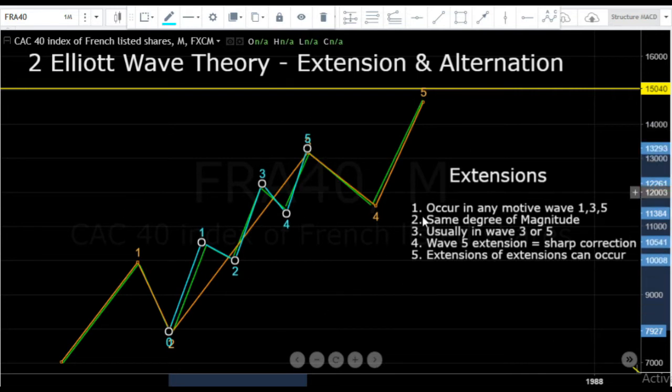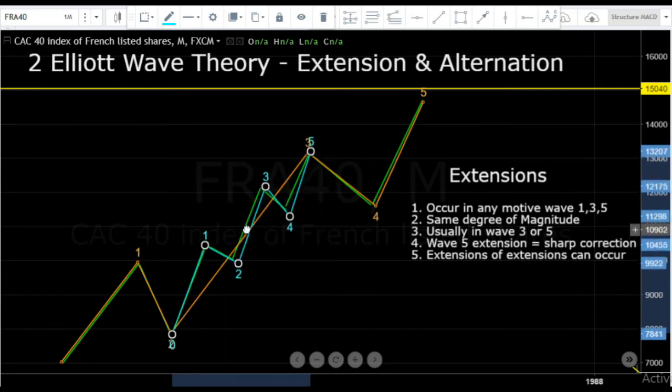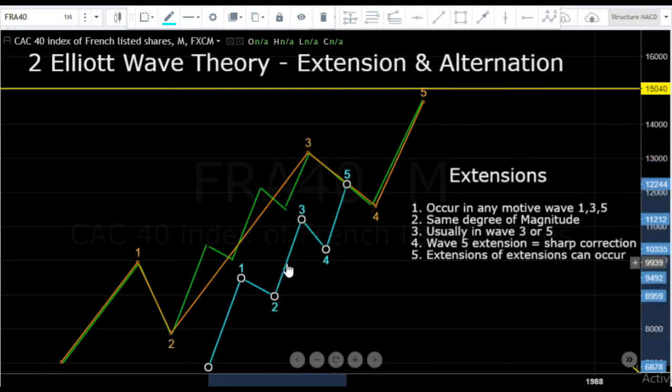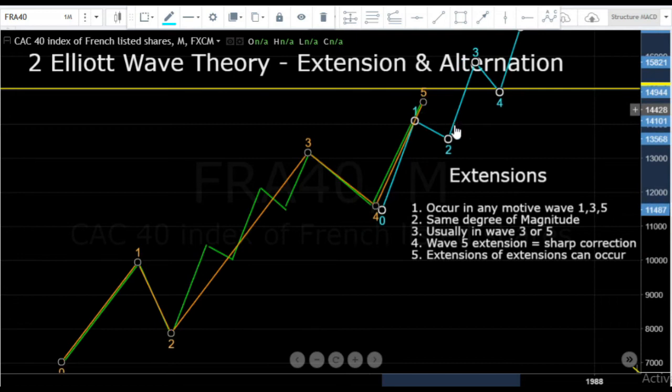So our rules or our guidelines for extensions are that they can occur in any mode of wave. They're the same degree of magnitude as the other waves. So these aren't subwaves, guys. These are the same magnitude of waves as this, and this. These 5 waves are the same magnitude as these. They usually occur in wave 3 or 5. In other words, wave 3 there, or they can occur in wave 5, which would push the end of our impulse on up there.